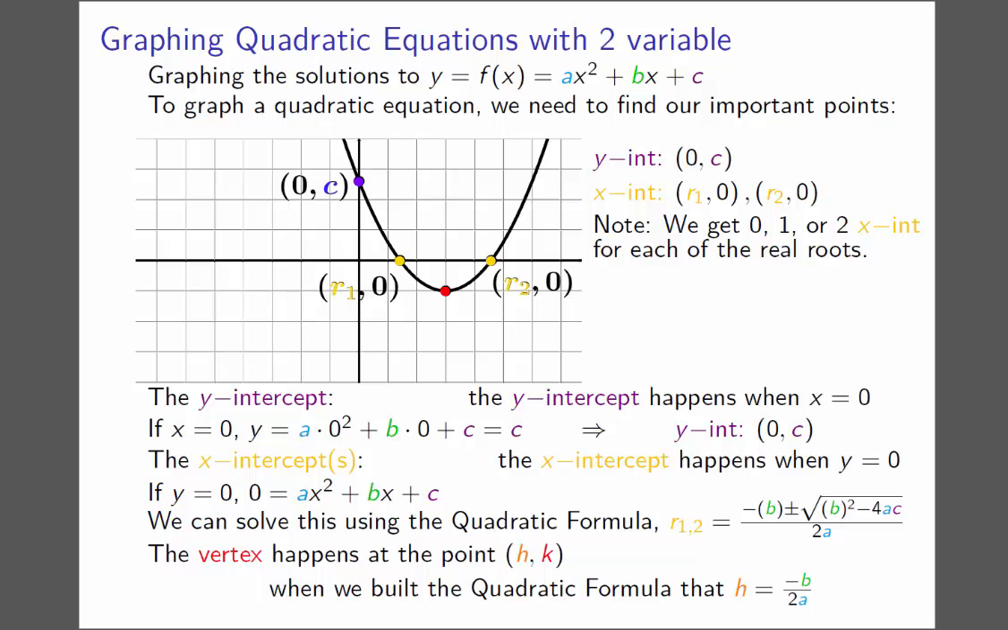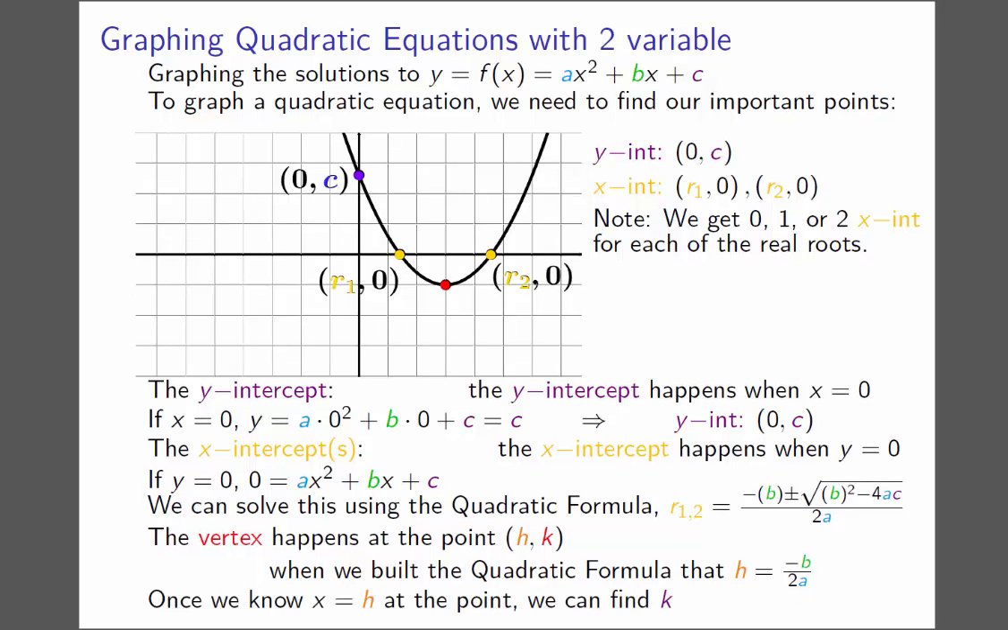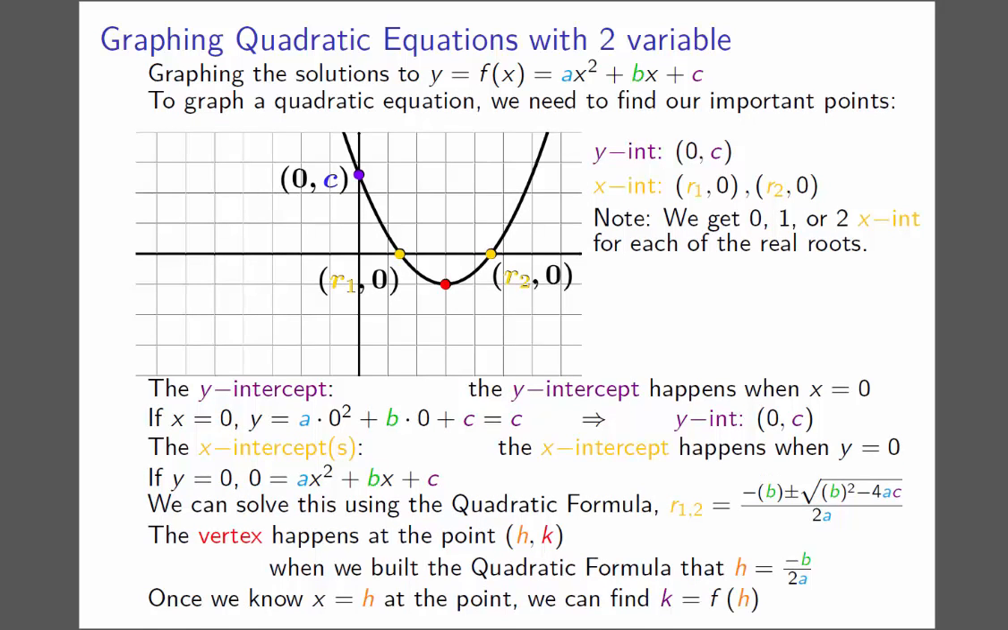How do we find the k value? Well, once we know that x equals h at this point, we can find k because we can evaluate our function at h, the same way that we would find the y value of any point, not just the vertex. So we get that our vertex is at h, k, and we now have a quick way to calculate what h, k is.